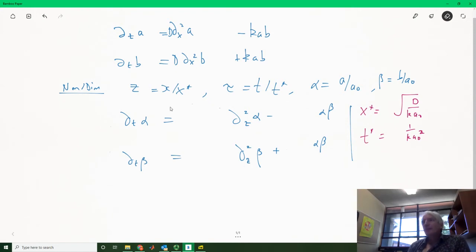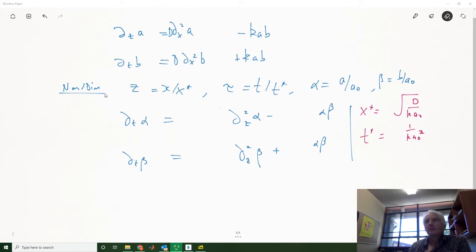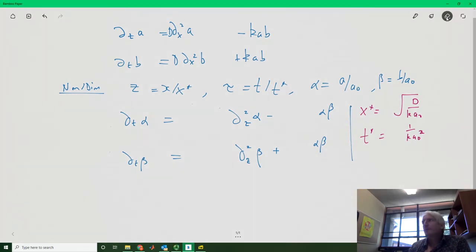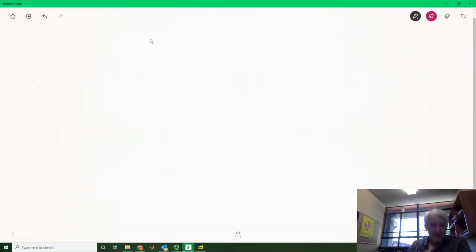So we've got d alpha dt is equal to that minus alpha beta. We don't need to worry about the D's and all that. Everything's nice and non-dimensional. We can solve that. So how do we solve this? We use the split step method.